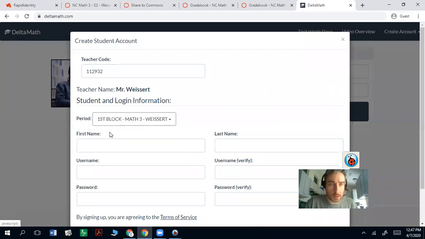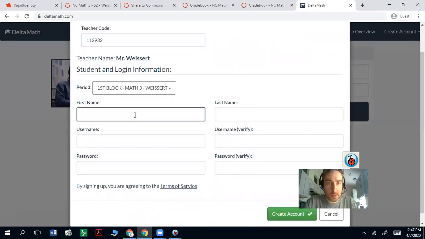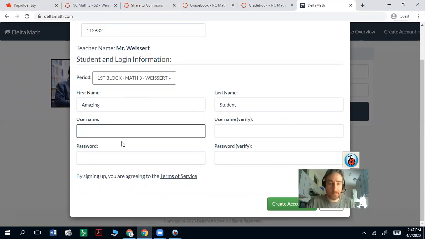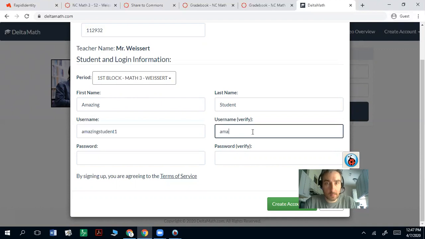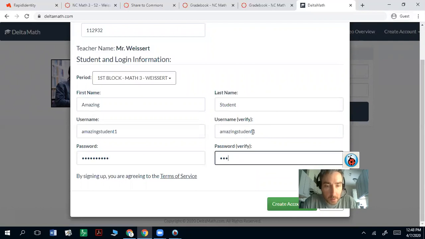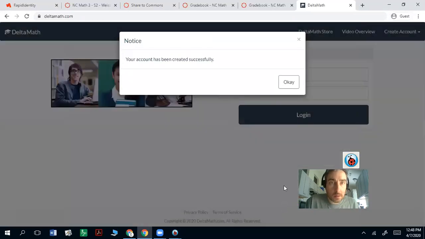I'll just say I'm in my first block, and my first name is Amazing, my last name is Student. Let me give me a username. We'll say amazingstudent1. Not going to tell you my password. All right, create account. I am in.